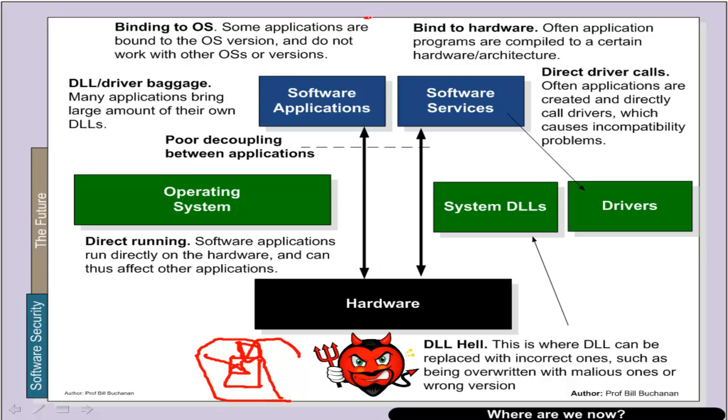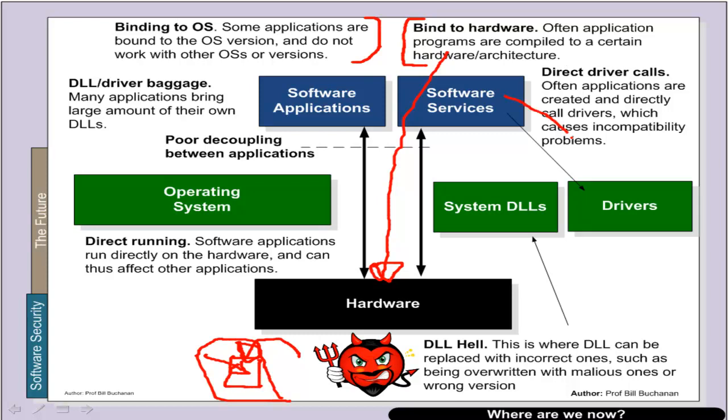Another problem has been that applications have too often been bound to a certain version of the operating system, such as the problems that were caused between XP and Vista, and will typically not run on older versions of operating systems. We've also seen applications bind themselves very much to the hardware so that we cannot run them on different architectures or on different processors.